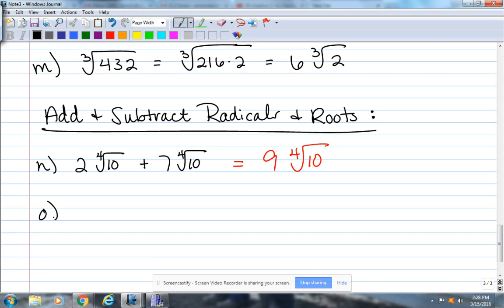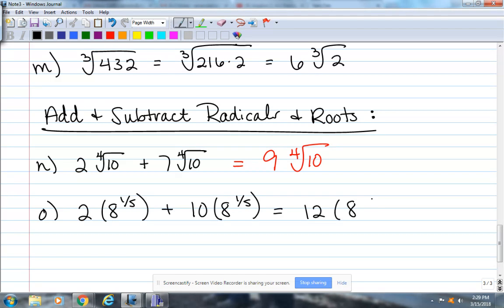Okay. So if they have them written as rational exponents instead, like 2 times 8 to the 1/5 power plus 10 times 8 to the 1/5 power, all you have to do is add the 2 and the 10. So it's 12 times 8 to the 1/5 power. Now 1/5 power is the same thing as the 5th root of 8, right? But if they give it to you in rational exponents, you can leave it in rational exponents. If they give it to you in radicals, you can leave it in radicals. Does that make sense? Yes, ma'am. So if y'all leave that just like that, I'm happy.